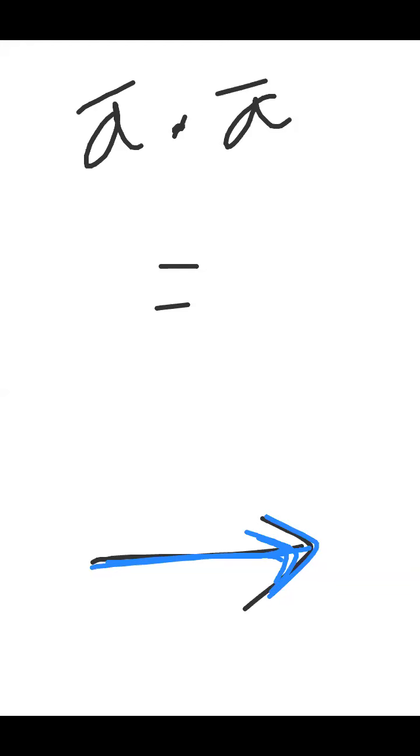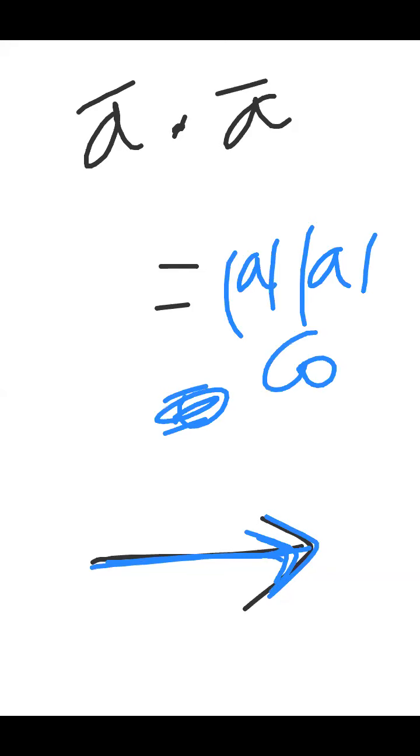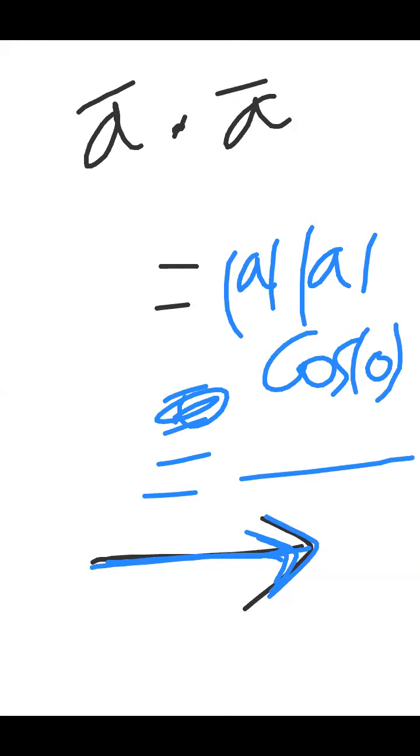So you will get mod A times mod A in this case, because what is cos theta here? Theta is 0, and cos 0 is 1. So definitely you will get some magnitude. There will be complete correlation. That is the idea of the dot product.